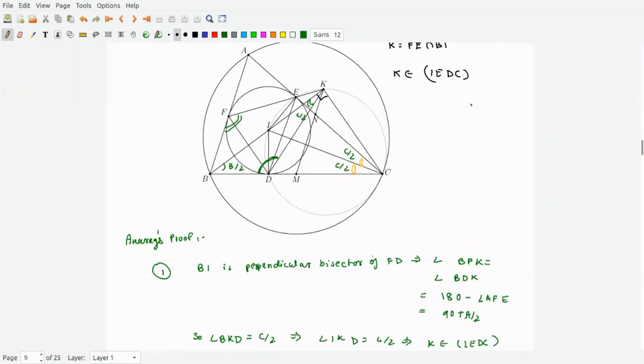Okay, so I gave you a hint, so think about it. What do we want to prove right now? Angle ABC is B. So you want to show that angle KMC is B. How will you get angle KMC is B?